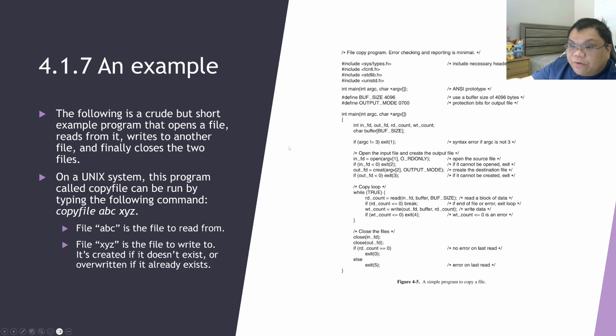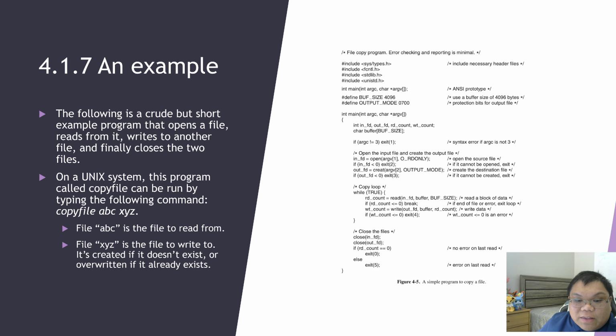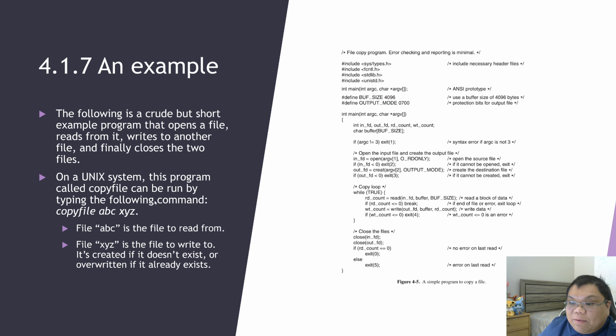So the following is a crude but short example program that opens a file, reads from it, writes to another file, and then closes the two files. So if we want to run it, we type into the command line copy file, the name of the source file, and then the name of the destination file. The source file is the file that we are to read from. The destination file is the file in which we write the copy to.